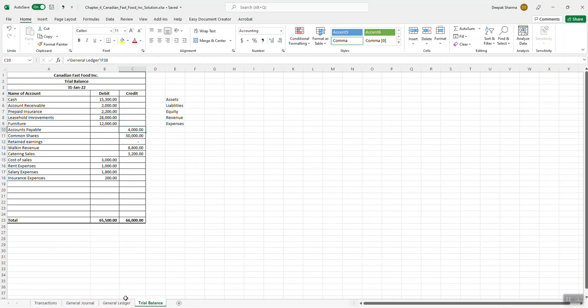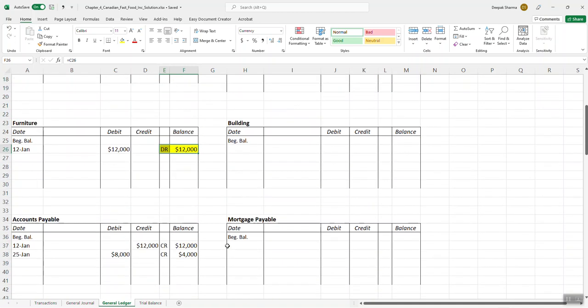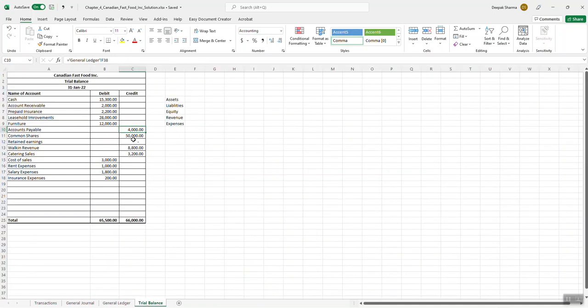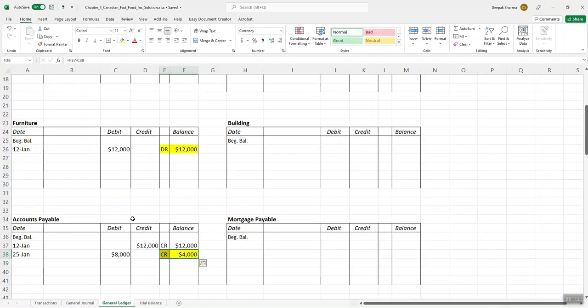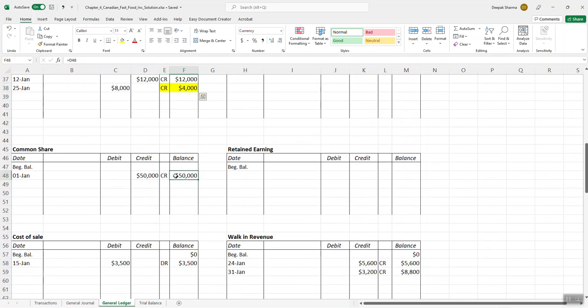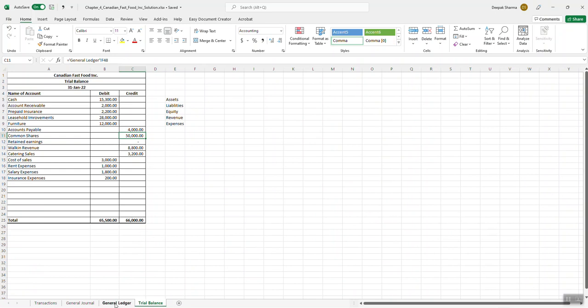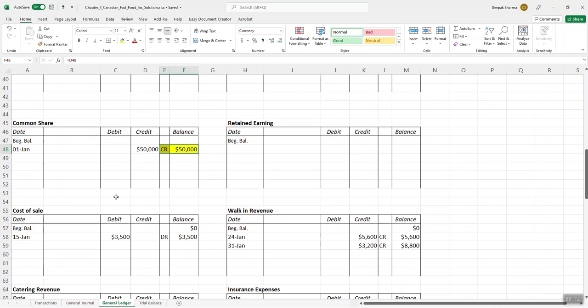Accounts payable 4,000. Now we're moving into the liabilities, and we only have one current liability. Then 50,000 for common share, so you just take this 50,000 into common share. So you're going from here into a trial balance. Since I've done this before, I already have the balance, so all you have to do is just name them and put the balance on the correct side. Retained earnings, zero balance.